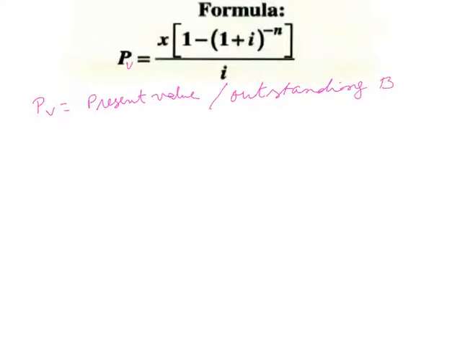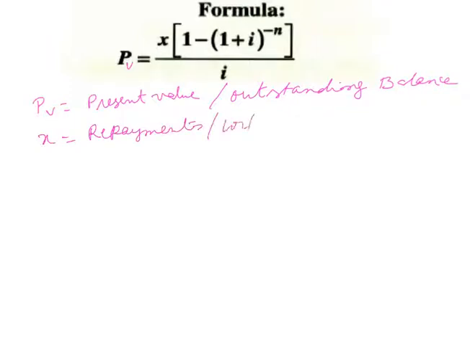What do you mean by outstanding balance? It is the balance I need to repay in a period of n, by making n number of payments. When I make n payments, I'll be able to clear my balance with a given interest rate. And X is my repayments or withdrawals.